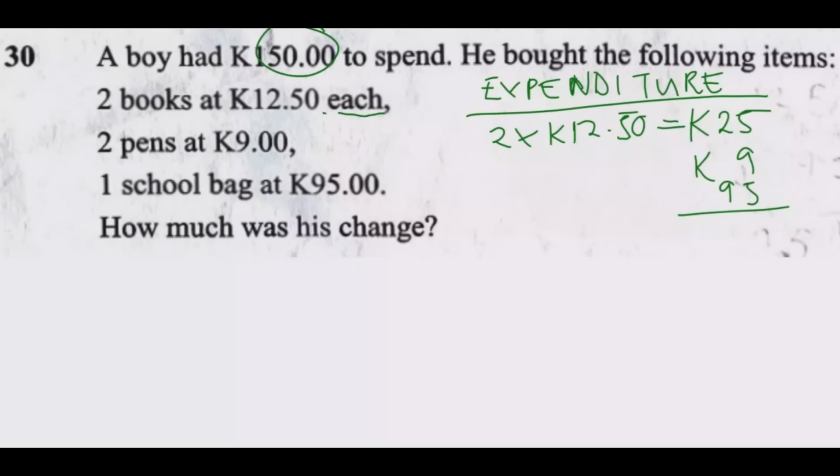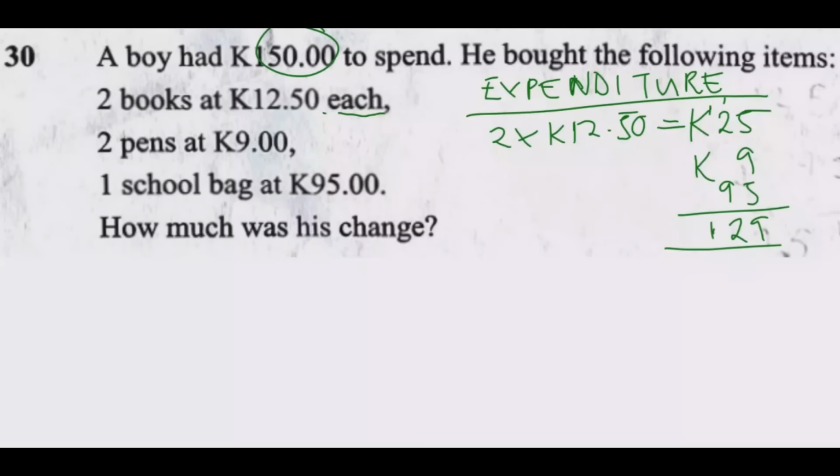So 5 plus 9 is 14, 14 plus 5 is 19. We carry 1, we put it on top. 2 plus 1 plus 2 will give us 5... 3 plus 9 will give us 12. So we have 2 here, then we carry 1 here. There is no other number here, so it's the same as writing the complete 12. But 1 plus 0 plus 0 plus 0 will give us 1. So the money the boy spent was 129 kwacha.